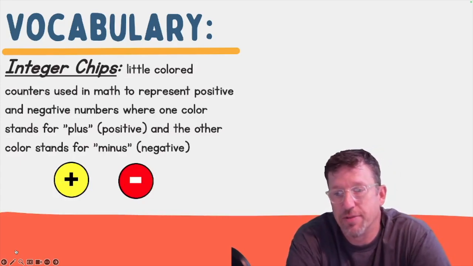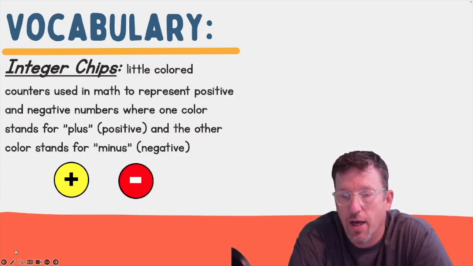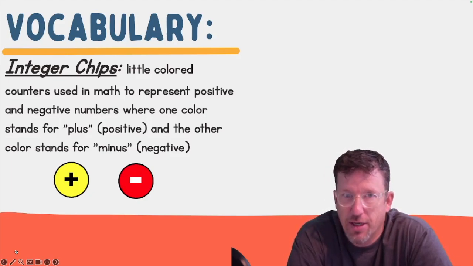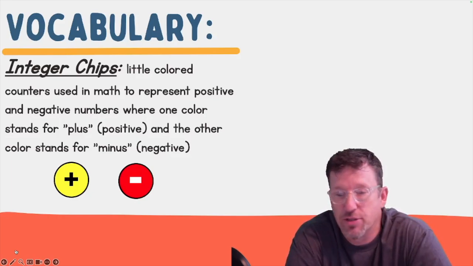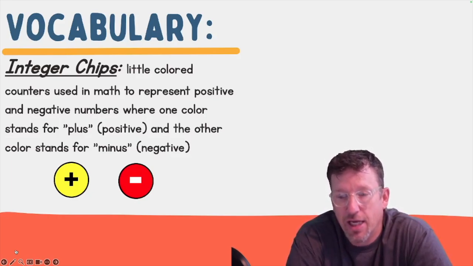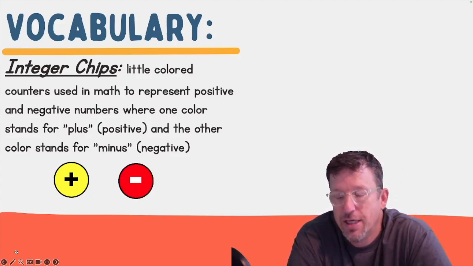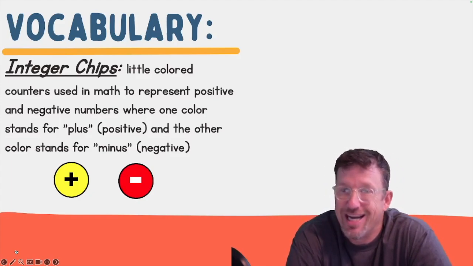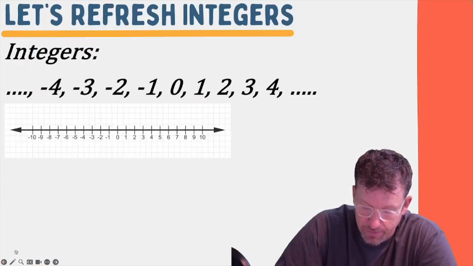And then integer chips. These are the chips I mentioned at the beginning. These are the things we're going to use to show positive and negative numbers. They're little colored counters, and depending on how you do this, in these slideshows or my videos here, they're going to be red and yellow. Yellow will be positive chips, so each time you see a yellow chip, it'll be a +1. And each time you see a red chip, it'll be a -1. Okay, it's something we use to kind of model and show integers.